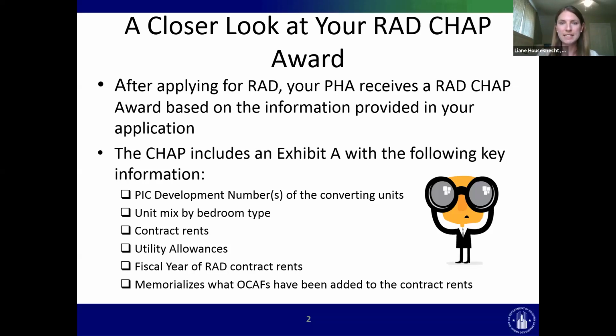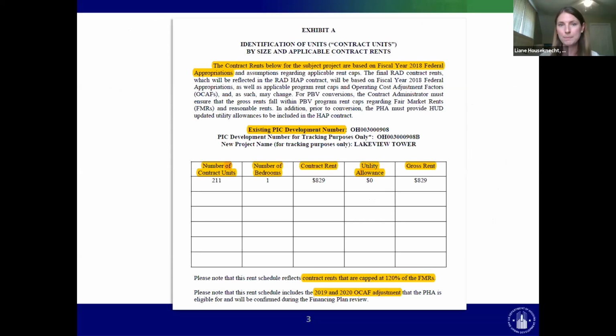So this is Exhibit A to your CHAP. I hope this all looks familiar to you. But if you just got a CHAP and you stopped reading after the first page, I encourage you to pick it back up and look at your Exhibit A. So you'll see here at the top, that first line is where it talks about the fiscal year of your RAD rents. And again, we'll dive into that a little bit later. So this is your CHAP Exhibit A, and this is what gets amended through the CHAP amendment process.